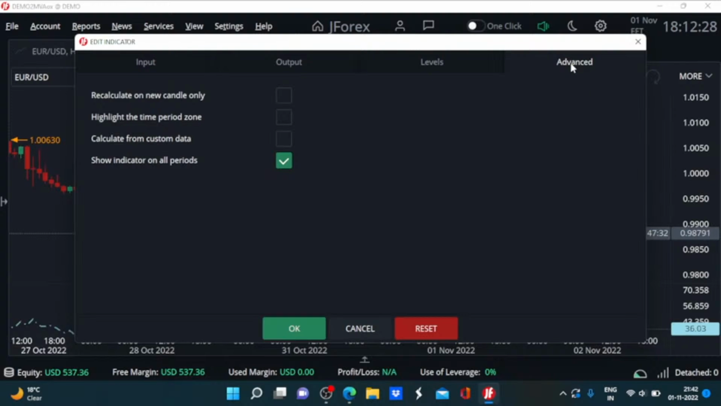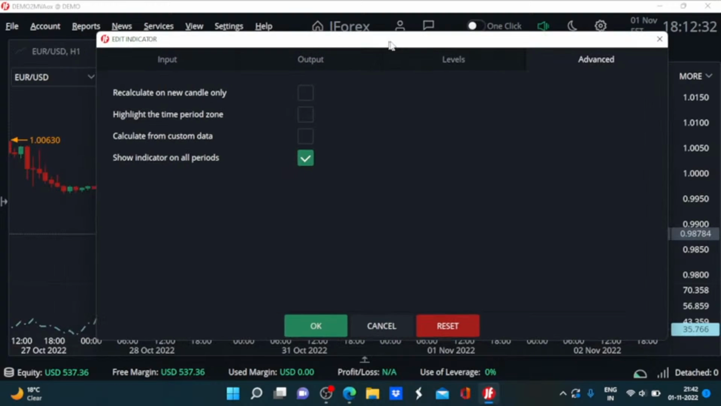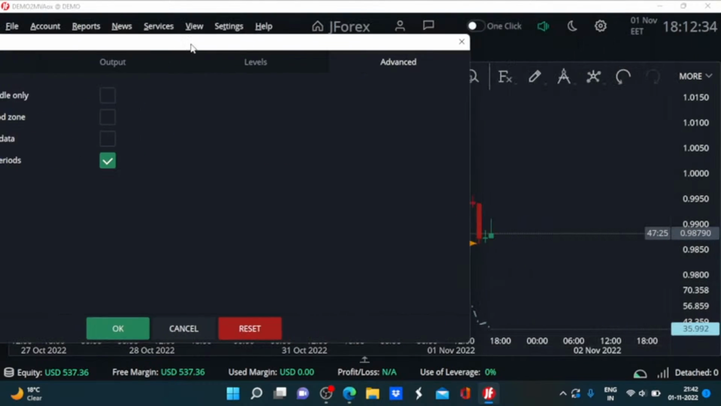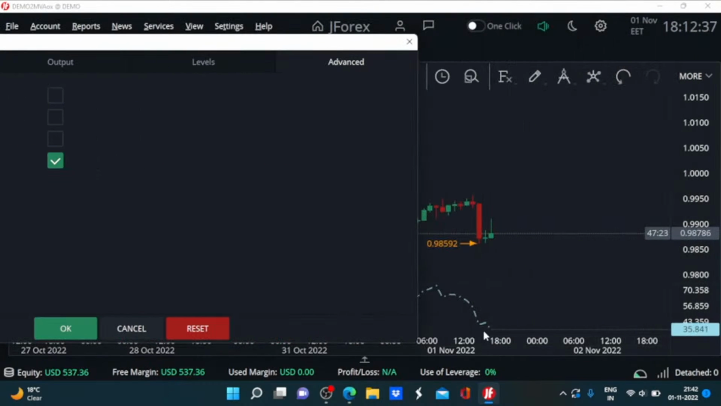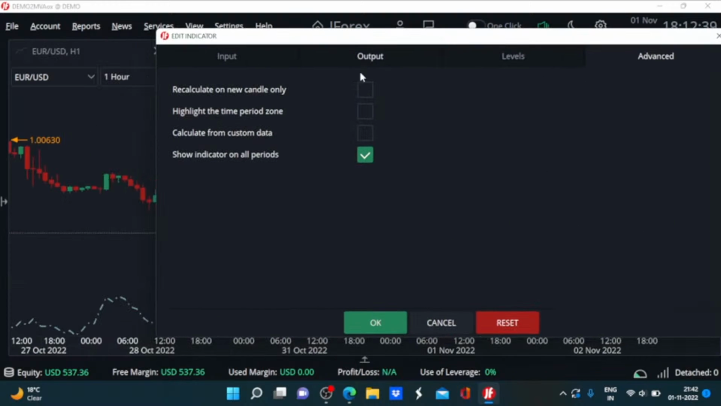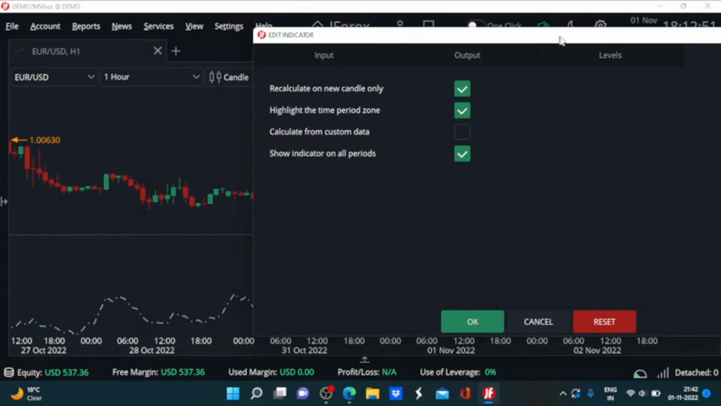Coming to the advanced editing options, we can opt for the recalculate on new candle only. In that case, the output is going to remain constant throughout the current candle period, else it will keep varying depending on the current closing price. So you have to see what suits you better and then accordingly opt for this option. Highlight the time period zone. If you want the calculation period to be highlighted, you can go for this option.